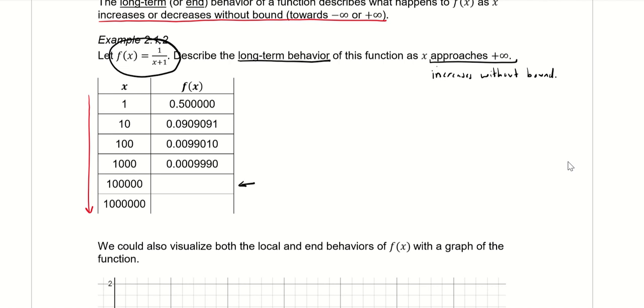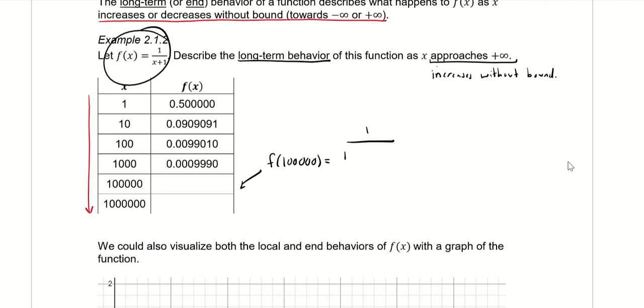So in this case, we're missing these two cells here at the bottom where we've got these two largest values of x in the table. So let's start with this one. What is that, 100,000? So we're going to figure out what f of 100,000 would be. And just like we were doing in the previous table, we're just going to plug in that x value into our function.